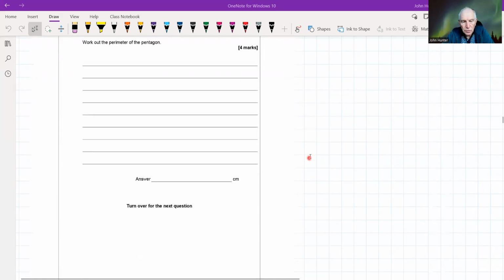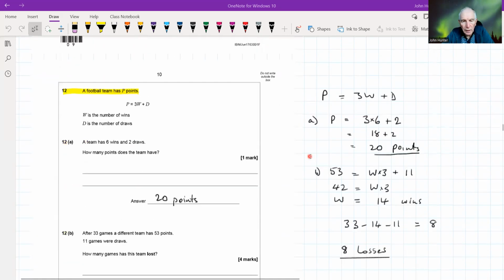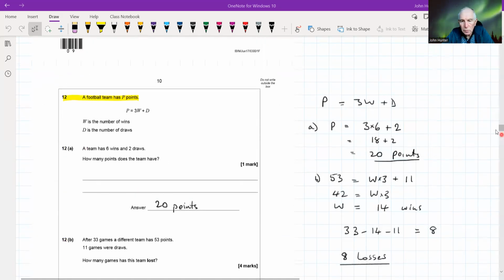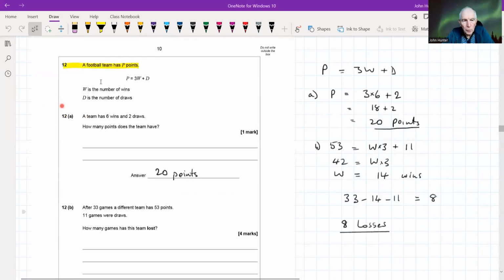Let's just scroll down to this one. A football team has P points. A little formula here: P equals 3W plus D, where W is the number of wins and D is the number of draws. Well, we've seen this before. I think anybody who's looked at league tables, and particularly the football Premier League table, knows this is how we calculate the number of points.